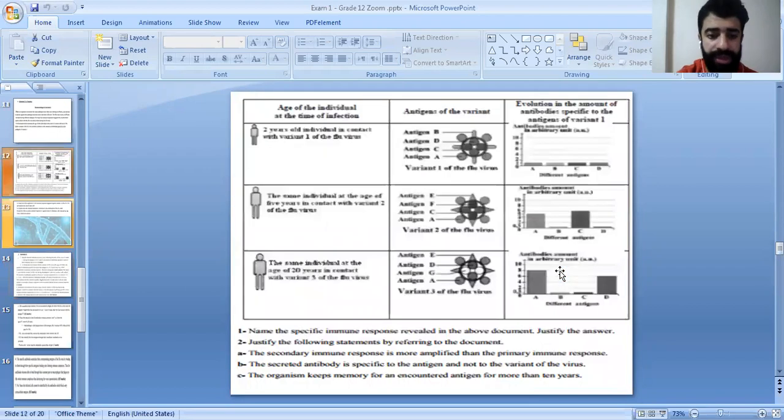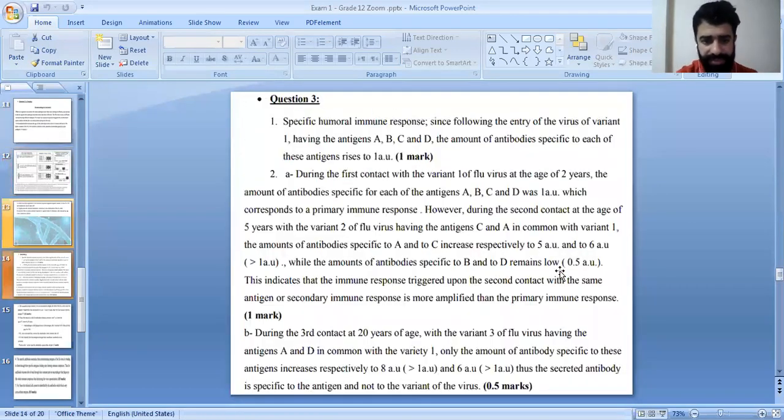For B, they said the secreted antibody is specific to the antigen and not to the variant of the virus. During the third contact at the age of 20 with variant 3 of the flu virus, having the antigens A and D in common, only the amount of antibodies specific to these antigens increases, to 8 AU and 6 AU respectively. Thus, the secreted antibodies are specific only to the antigens and not to the variant of the virus.